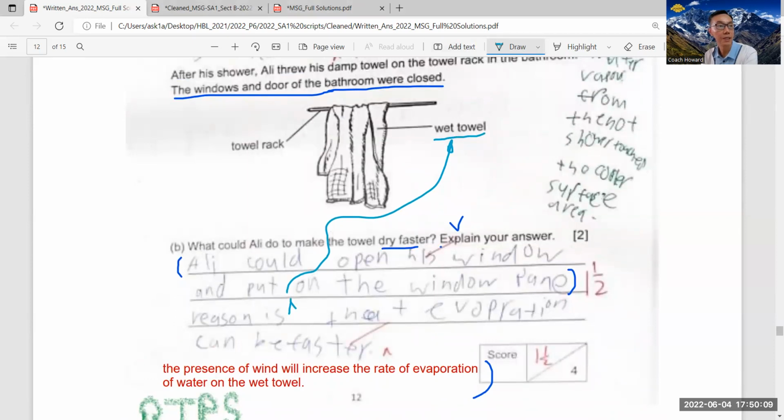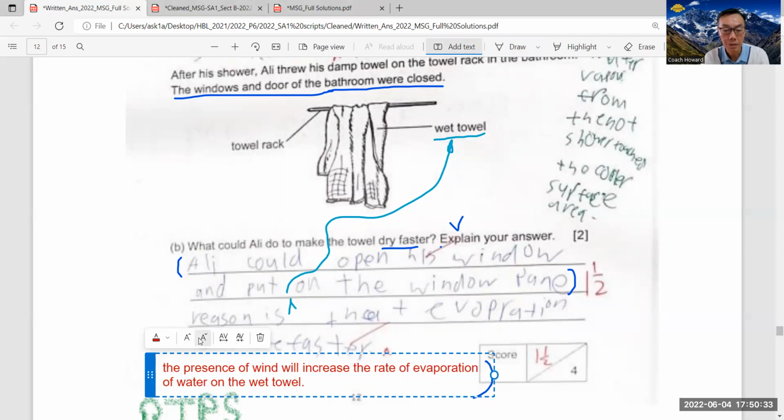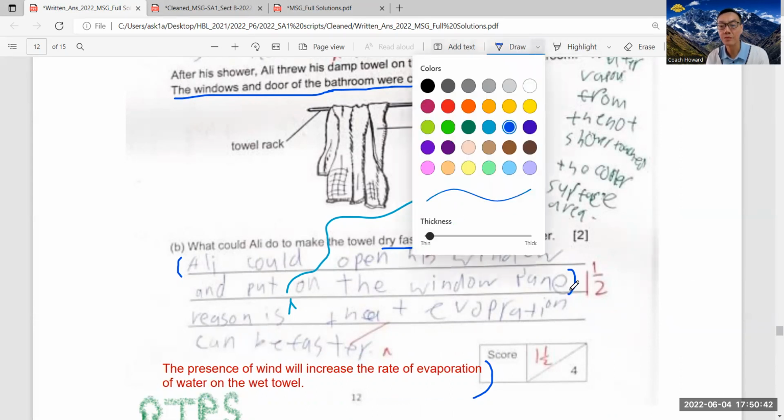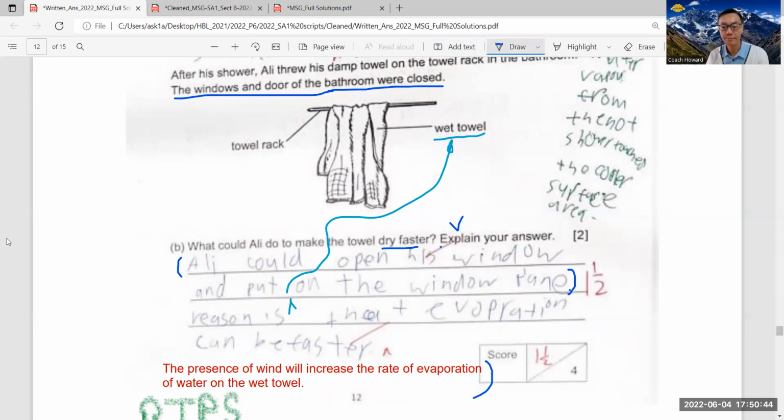So you copy down this one. Okay, Ali could open his window and put the wet towel on the window plane, then full stop. The presence of wind will increase the rate of evaporation of water on the wet towel. Okay, so take note now, the presence of wind. So this is full stop down here. Full stop. Okay, I've sent it over already.